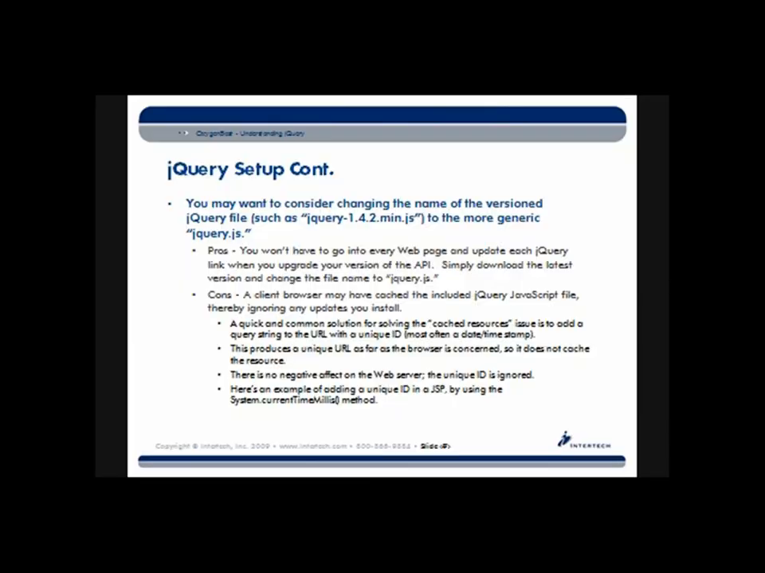Now, as just a slight best practice, you may want to consider changing the name of that file to something more generic, like just jQuery.js. The pros are kind of obvious. If you have hundreds of web pages and you have a versioned name of your jQuery JavaScript file, as soon as you upgrade, you're going to need to go in all of those different pages and change the name of the file. If you just use a more generic jQuery.js, all you're going to have to do, once you download a new file, is simply change the name of the file to jQuery.js instead of going into all of your web pages and updating those links.